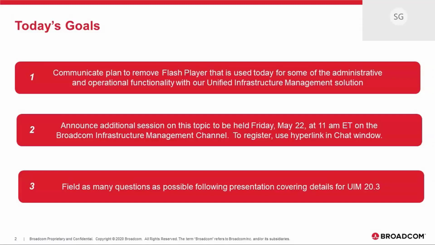You may know that our naming convention has changed for release numbers. 20 indicates the calendar year, and 3 indicates the calendar quarter. So 20.3 means calendar year 2020, third quarter.